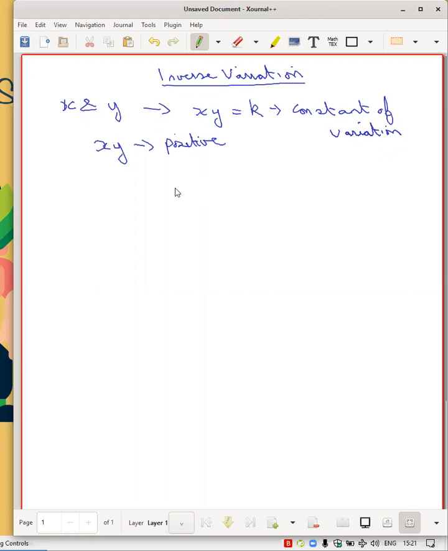So earlier we had x is equal to ky, that was direct variation. Here we will get x is equal to k into 1 upon y, if we have xy is equal to k. Similarly, we'll have x1y1 is k, or x1y1 is equal to x2y2. If there are four variables now, x1y1 will be equal to x2y2. Or continuing this, we will get x1 upon x2 is equal to y2 upon y1.